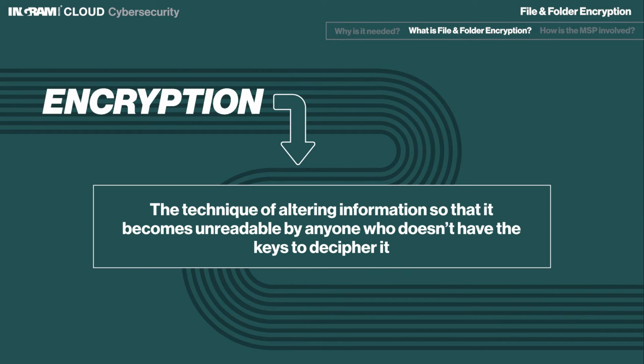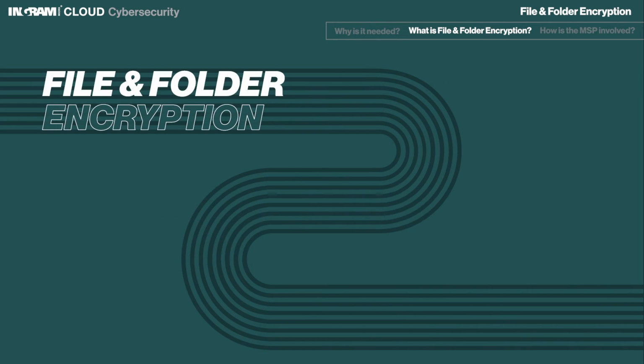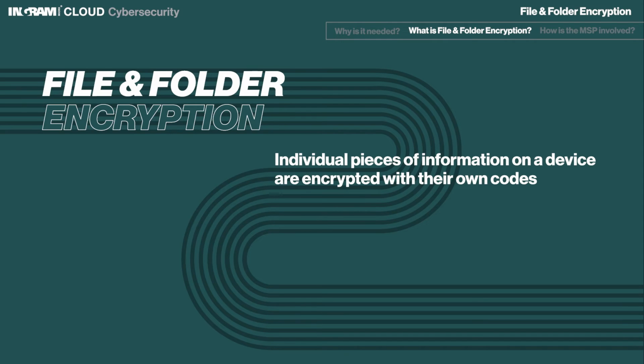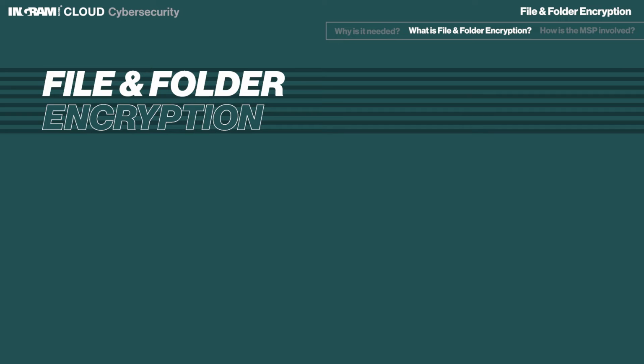Encryption is the technique of altering information so that it becomes unreadable by anyone who doesn't have the keys to decipher it. With file and folder encryption, individual pieces of information on a device are encrypted with their own codes, either in place of or on top of full disk encryption, providing additional security per file.